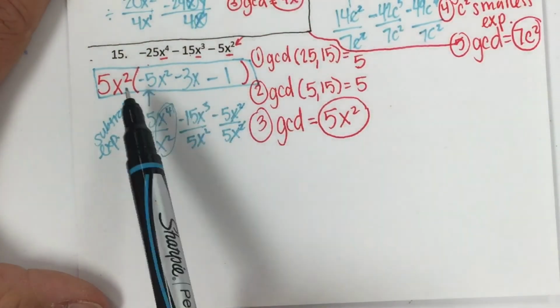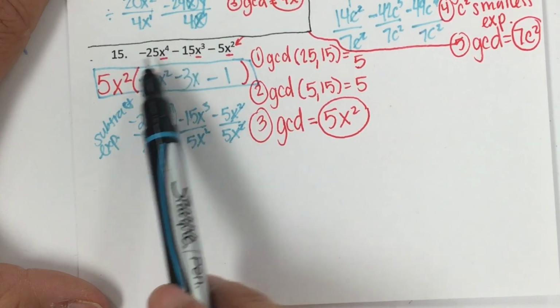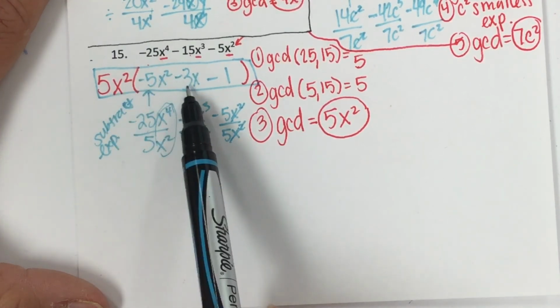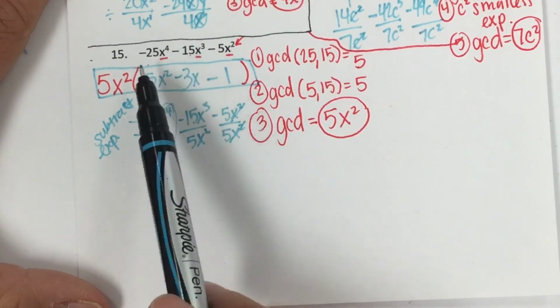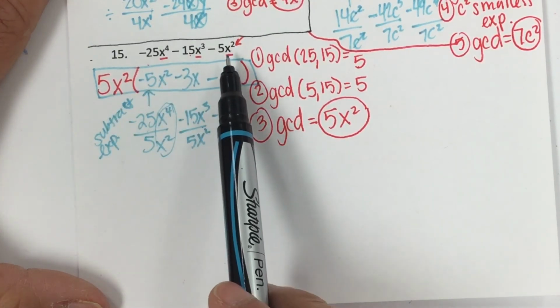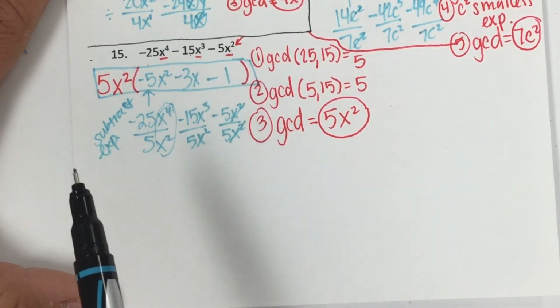To check, you would say 5x squared times negative 5x squared is negative 25x to the fourth because you add the exponents. 5x squared times negative 3x is negative 15x cubed because you add the exponents. 5x squared times negative 1 is negative 5x squared. And you're done.